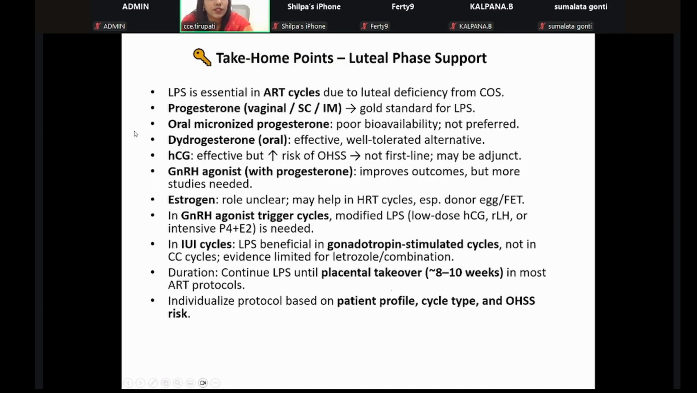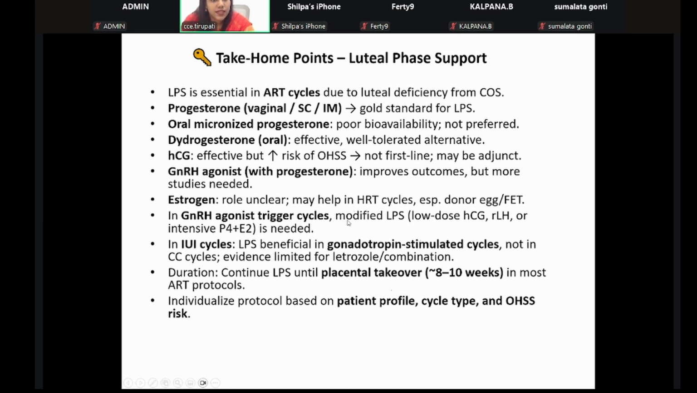So the take-home points are luteal support is essential in HRT cycles due to luteal deficiency, and progesterone is the mainstay of support. We can give vaginal, subcutaneous, or intramuscular progesterones. Oral micronized progesterone has poor bioavailability, so it is not preferable, and dydrogesterone is very effective. And HCG is effective, but there is a risk of OHSS, so we need to be cautious while giving HCG. In high responders, we should avoid giving HCG, and we can give agonist along with progesterone to improve outcomes in low doses. And estradiol, the role is unclear, but in HRT cycles it is helpful.